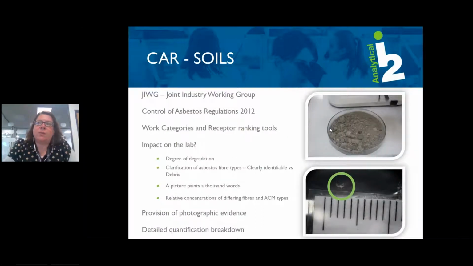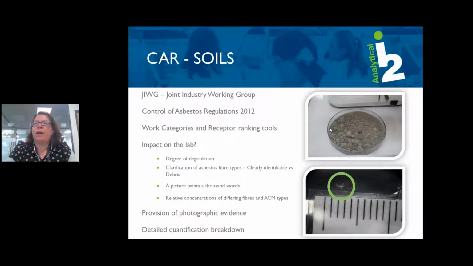Where does the data go to be used? It goes into a variety of different types of modelling. We've got the Joint Industry Working Group decision tool, which can be used for working out whether something's licensed, non-licensed, etc. That looks for further detail from the laboratory. It asks for the degree of degradation of the fibres that we've received, clarification on the type, whether they are clearly identifiable, or that is a piece of cement, or whether it is probably cement debris. And that is quite different because that helps you work out whether it's licensed or non-licensed.